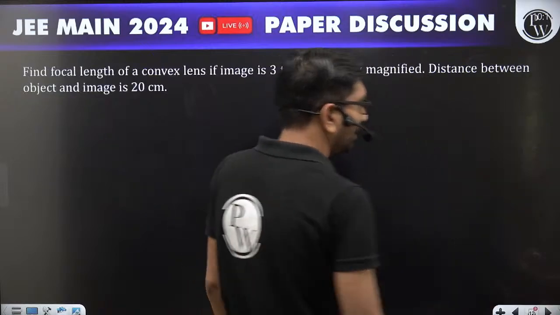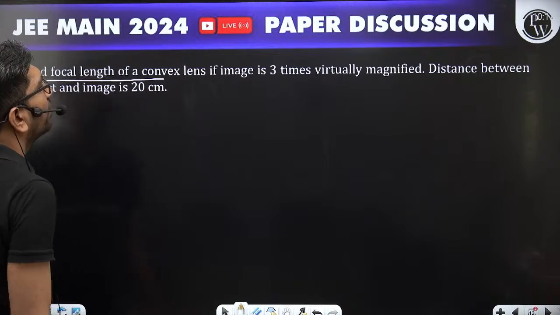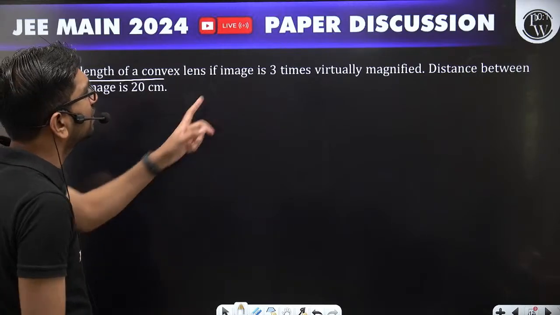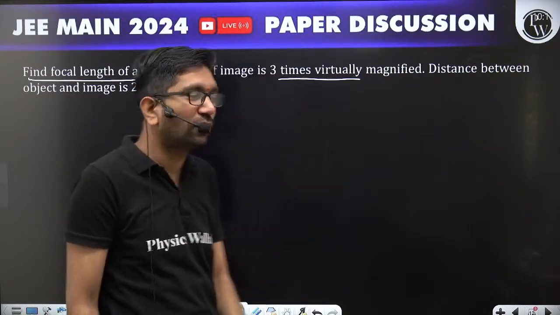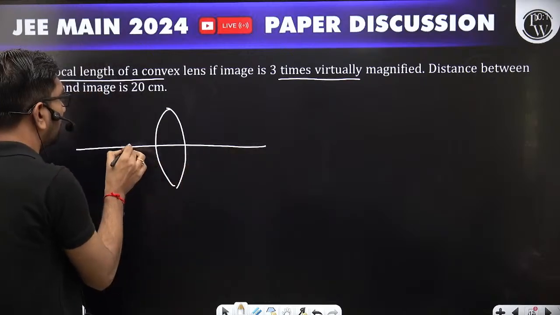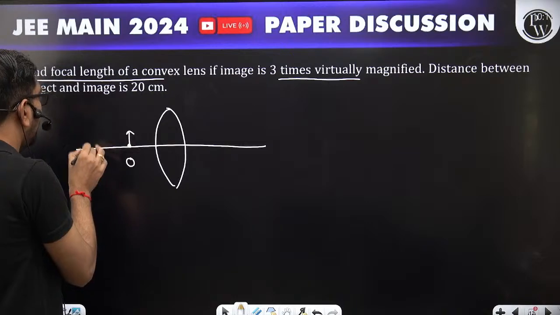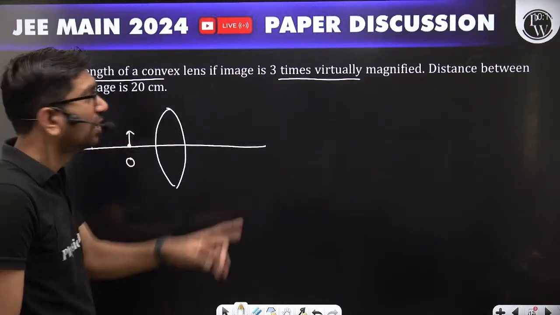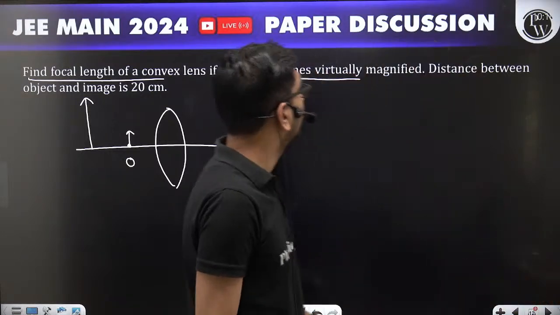Chalo, next question. Find the focal length of a convex lens if the image is 3 times virtually magnified. As everyone knows, when we get a magnified image, when the object is placed here, the image we get here, because the magnification is given as 3, and virtual.